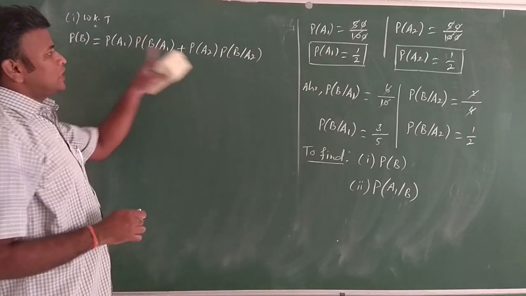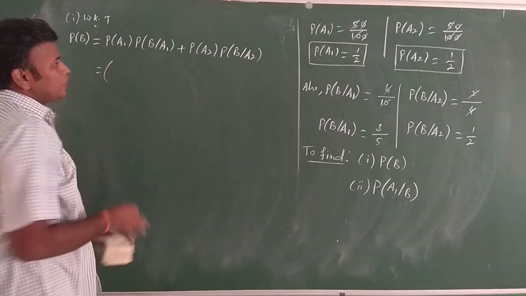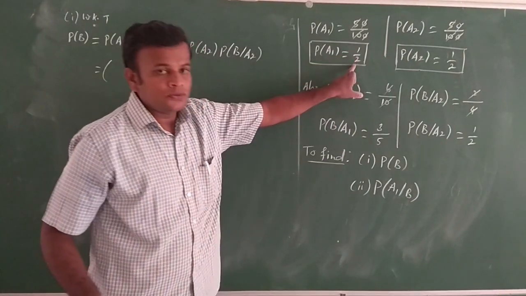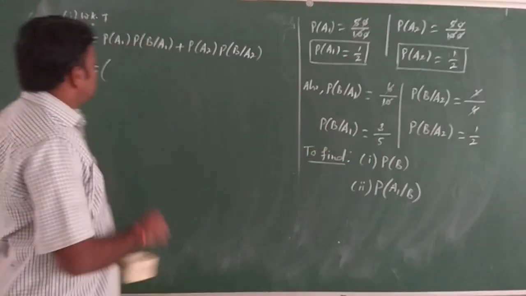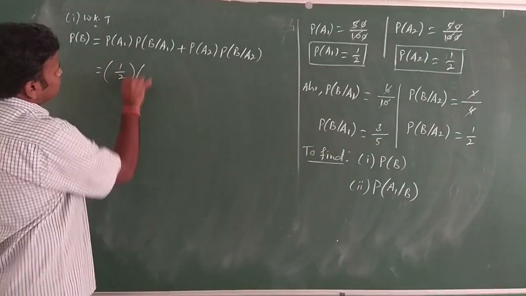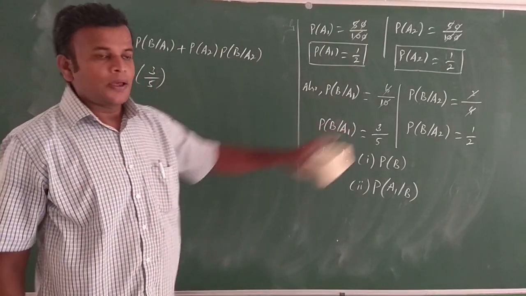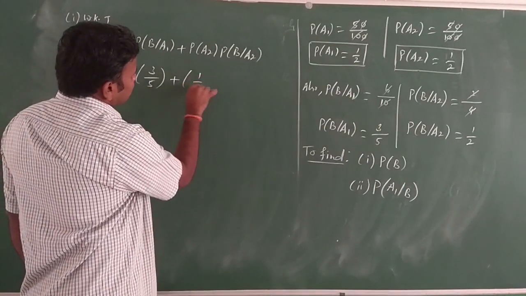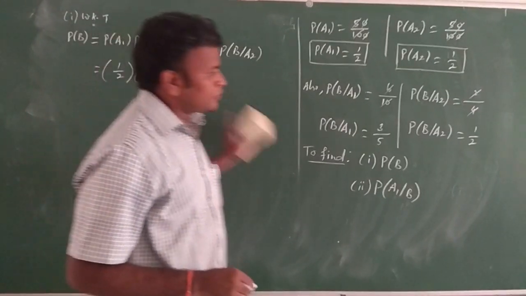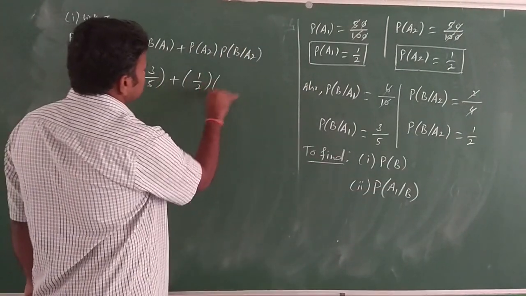So it comes from either the first or the second. All values are there. We use P of A1 as 1 by 2 and P of B by A1 as 3 by 5. So 1 by 2 into 3 by 5, plus P of A2, which is also 1 by 2. Here P of B by A2 is also 1 by 2.